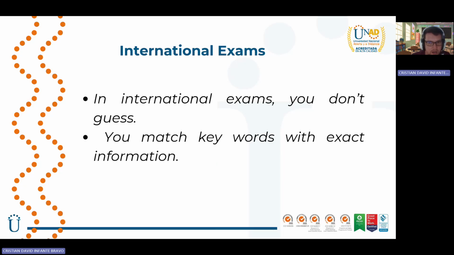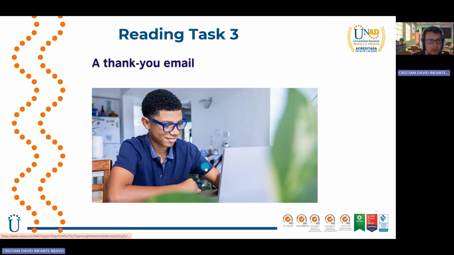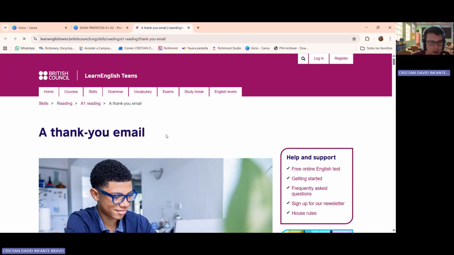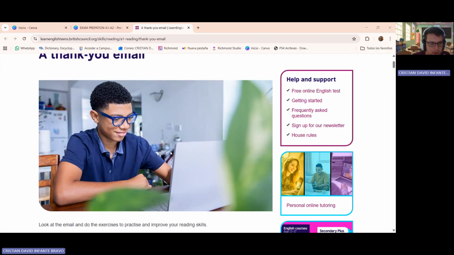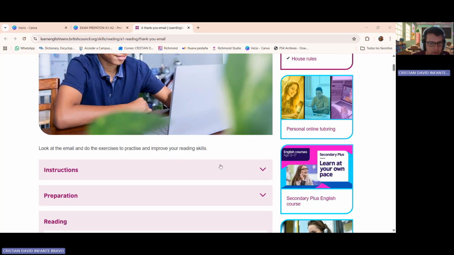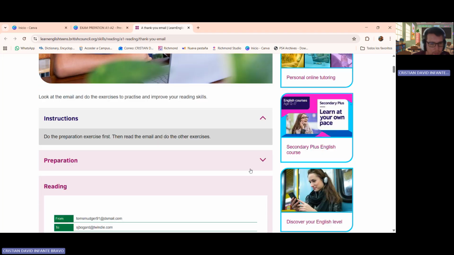In international exams, you don't guess. You match keywords with exact information. Okay. And for the last activity, we're going to do this one, the last one. Here we go to the British Council, and we're going to do this activity.